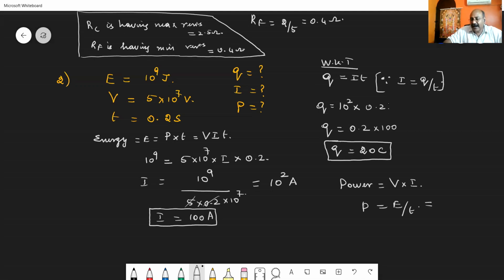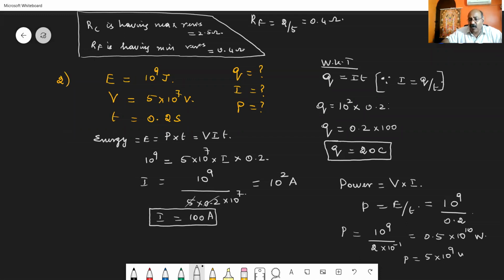It is asked. So I am using this formula. Power P is equal to E by T. What is E? E is 10 to the power of 9 divided by 0.2. How can I simplify this? This can be written as 2 into 10 to the power of minus 1. 1 by 2 is 0.5. Take this 10 power minus 1 to the numerator, you get 10 to the power of 10. It is in watts. So power can be written as 5 into 10 to the power of 9 watts.